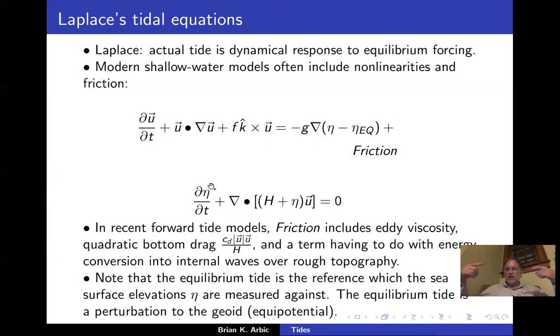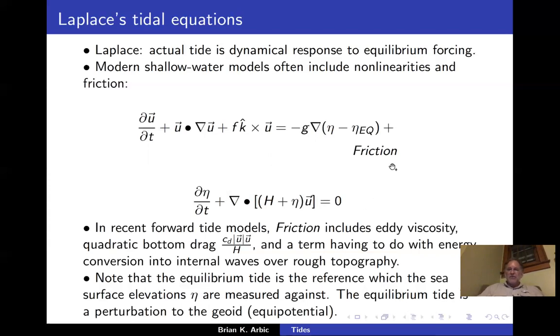So pictorially, it goes like this, and I mentioned this earlier. If you have a convergence of mass flux, it's going to cause sea level to go up. And if you have a divergence, it's going to cause sea level to go down. And this equation here is just a mathematical statement of that fact.